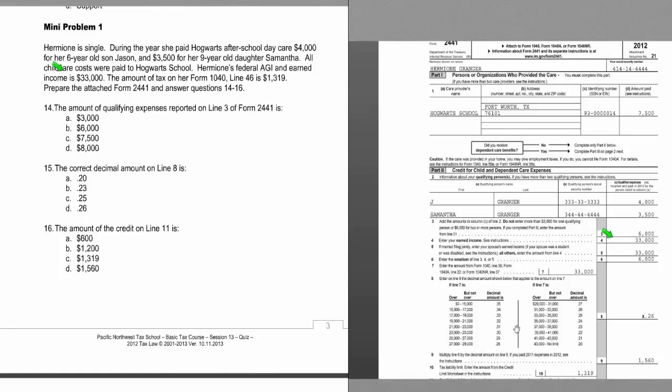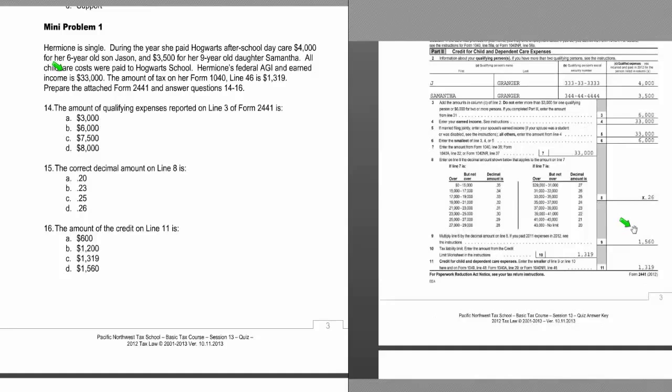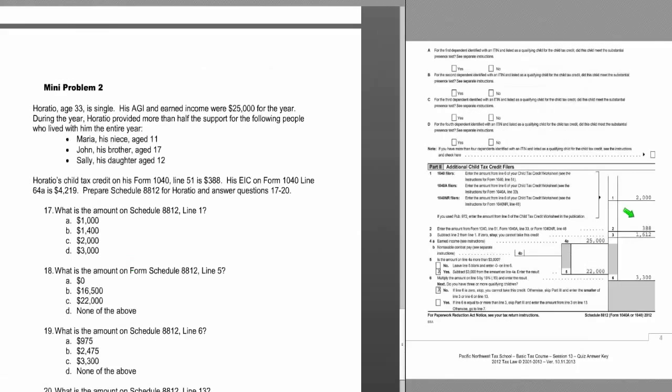And then we look to the table to find her amount of income. Her income is not more than $33,000, so we go to the line that says 31 through 33,000. That gives us 0.26. We carry 0.26 over to line 8. We multiply 6,000 by 0.26, and we get 1560. Remember that the amount of child and dependent care credit cannot exceed the tax shown on the return. The tax shown on the return is $1,319. So although her credit potentially could be as much as 1560, she cannot claim more than her tax. Therefore, the amount on line 11, the amount of actual credit that she gets to claim, is $1,319.